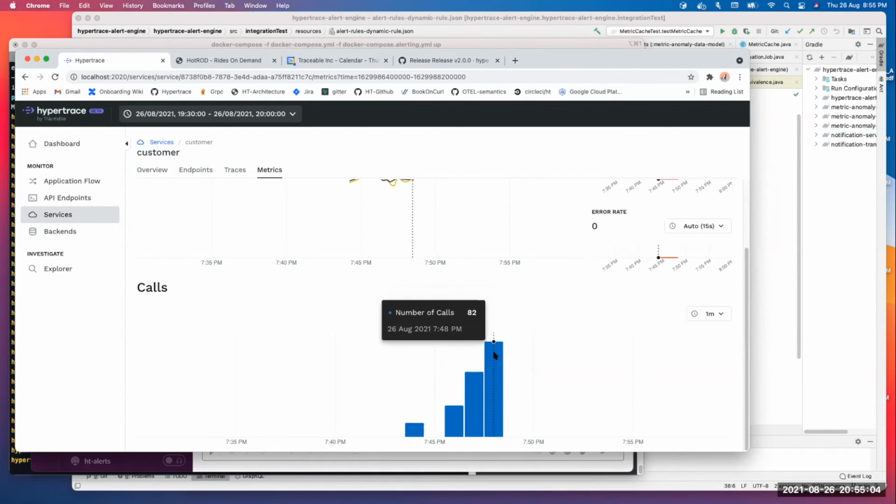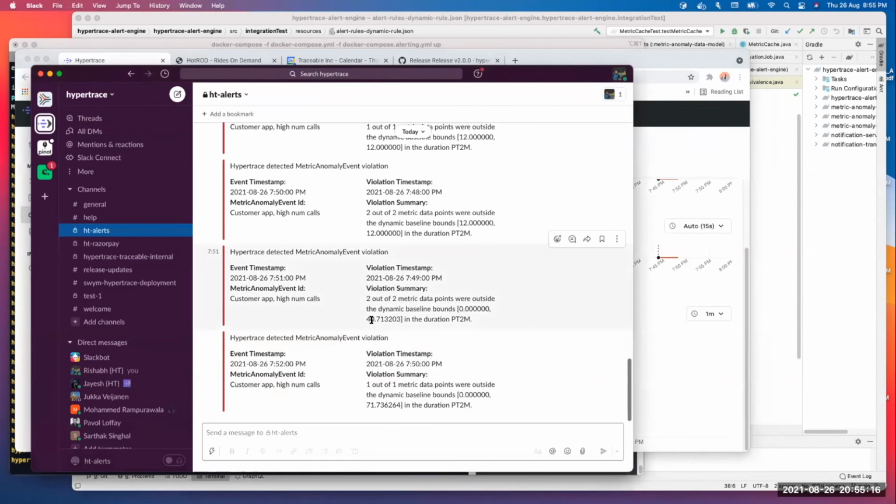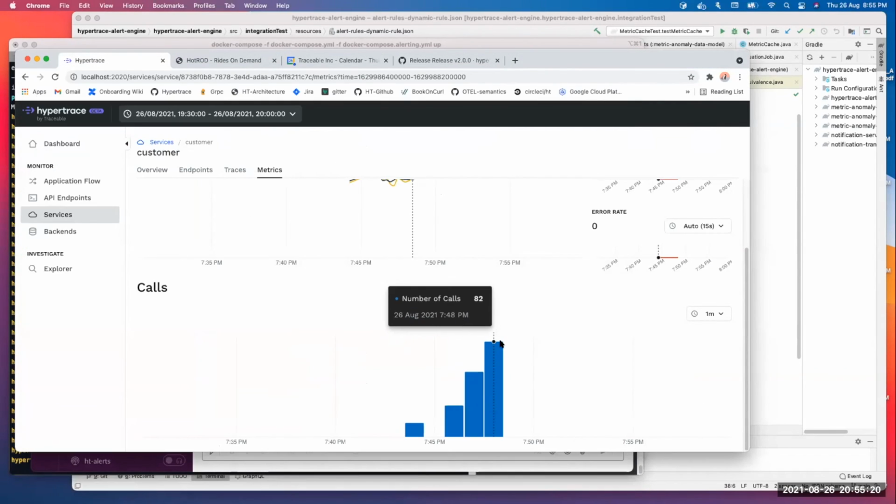At 7:49 there was no data point, but 7:48 contributed in the rule left-hand side part. And the baseline was calculated using these three data points, right? So the baseline has increased now, from being 40 for the higher value to 71. But still our value is 82 at this point of time, which is more than our baseline, and there is a rule violation.